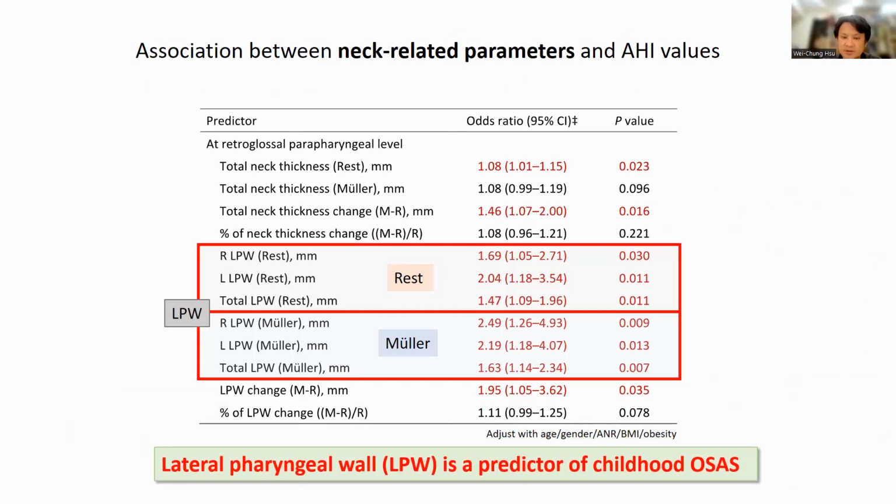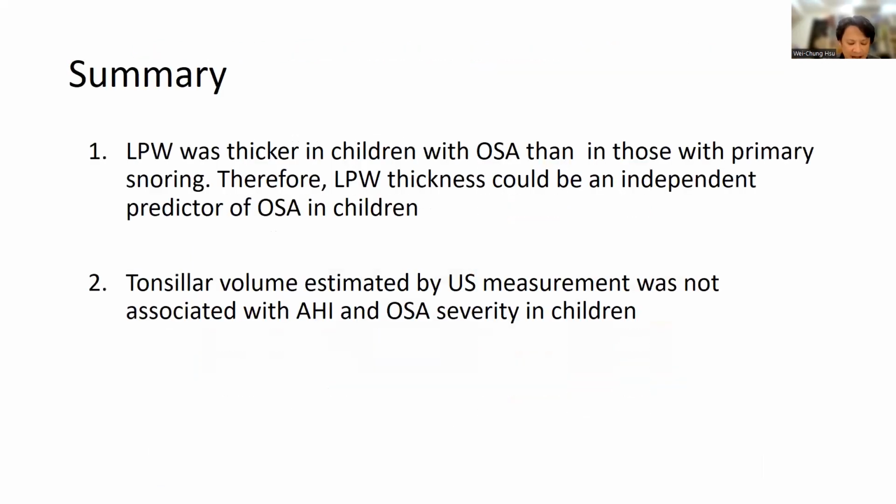Furthermore, after adjusting for age, gender, and body mass index, we found that the lateral pharyngeal wall thickness was an independent predictor of childhood obstructive sleep apnea. In summary, our first study showed that the lateral pharyngeal wall was thicker in children with OSA than those with primary snoring, which indicates that the lateral pharyngeal wall thickness could be an independent predictor of OSA in children.